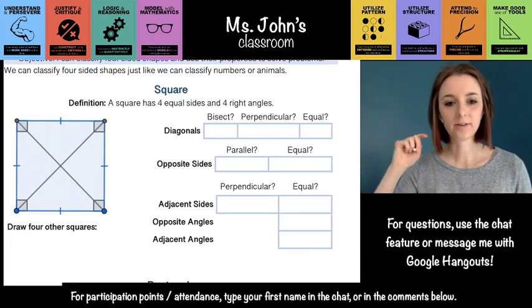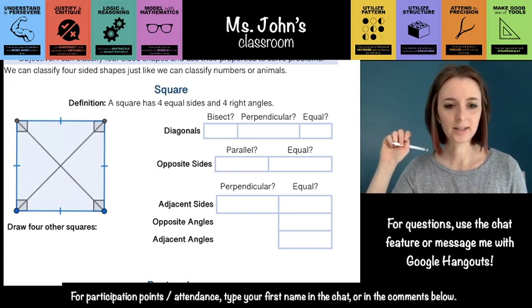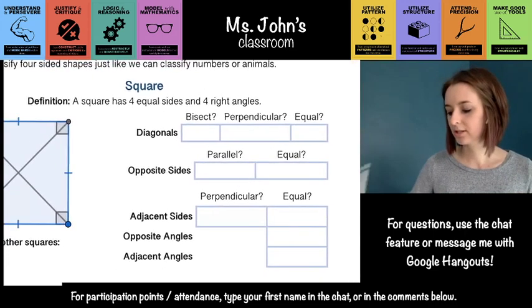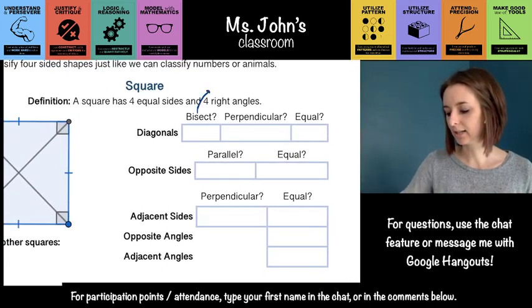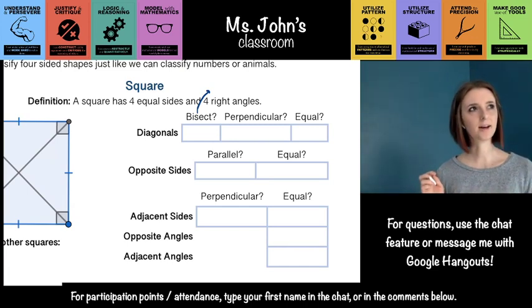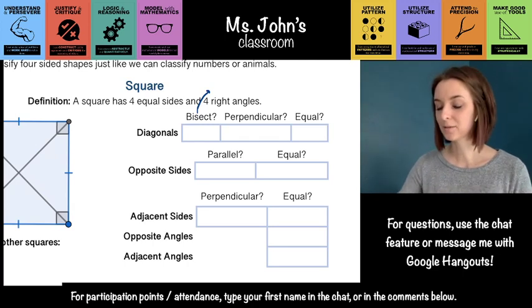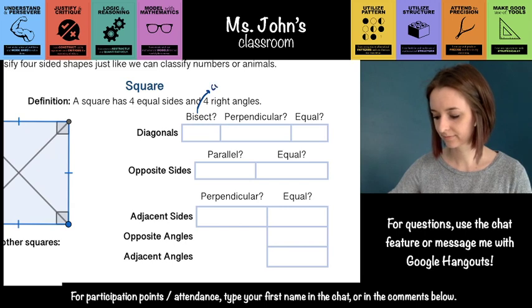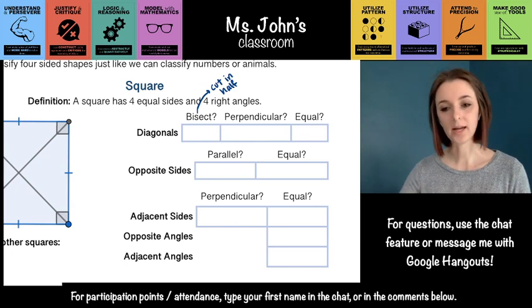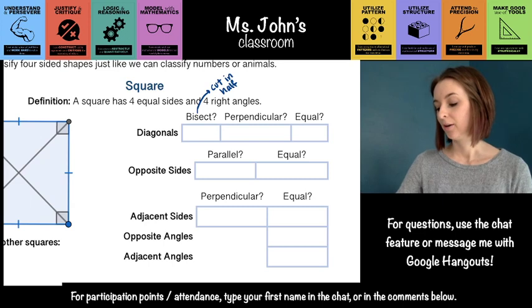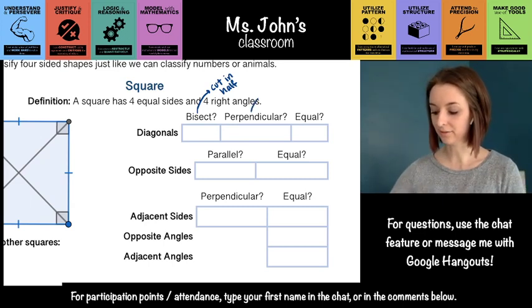First of all, the top three questions right there say bisect, perpendicular, and equal. Just as a review, I feel like you've probably heard the word bisect before, but we have not used it in this class. Bisect means that they cut each other in half. So two lines cut each other in half, so the lengths on either side are going to be the same. Yes, squares are good.